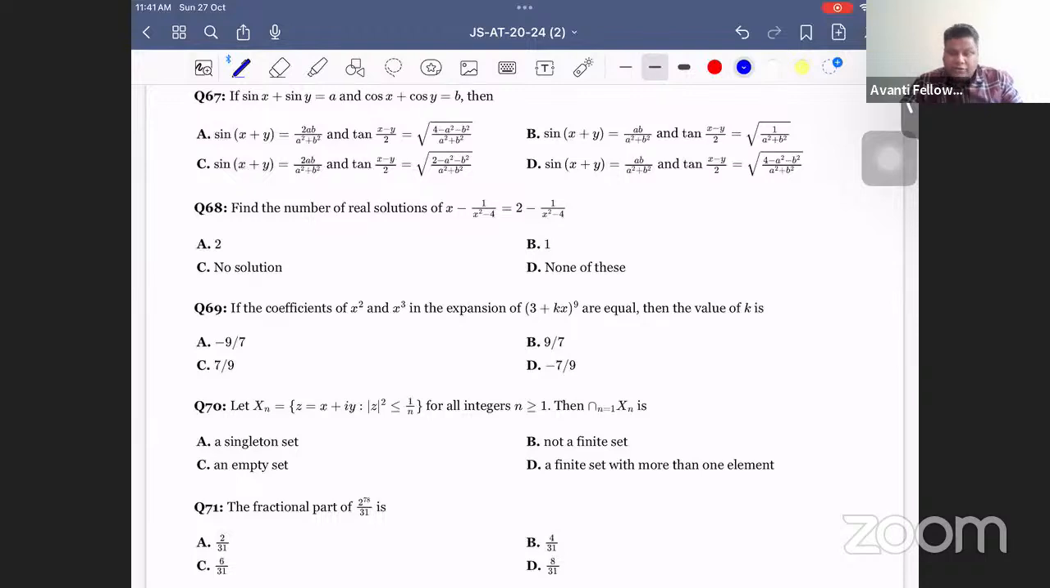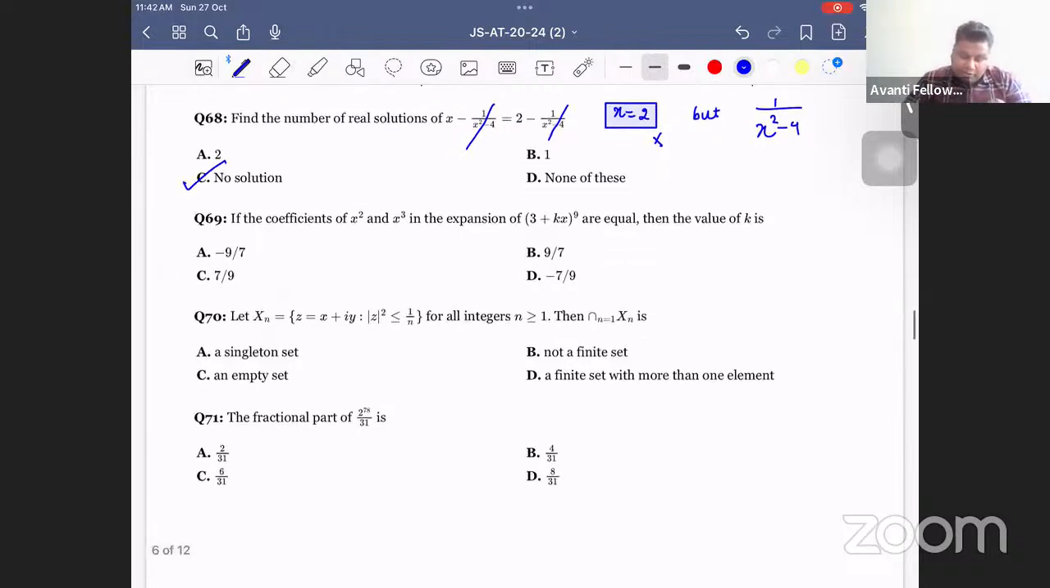Find the number of real solutions of this equation. See, this is very simple. If you cancel both of them, 1 upon x square minus 4, so you get x equals to 2 as a solution. But since the question has 1 upon x square minus 4, you cannot put x equals to 2 because at this point the denominator will be 0. Am I clear? So denominator being 0 means this solution we got is also rejected. So that means no solution.